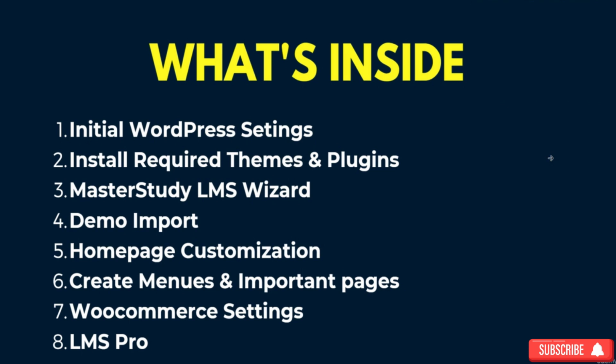In this section, we are going to do some initial WordPress settings. I'll tell you about basic WordPress settings, then how you can install required themes and plugins, and then I'll show you how to use the Masterstudy LMS wizard, and then how to import the demo, then how to customize the home page, create menus, and create important pages. Then I'll tell you about WooCommerce settings to set up the checkout and e-commerce side, and then I'll show you how you can set up your LMS Pro and what the features and benefits of LMS Pro are. So let's get right into it.